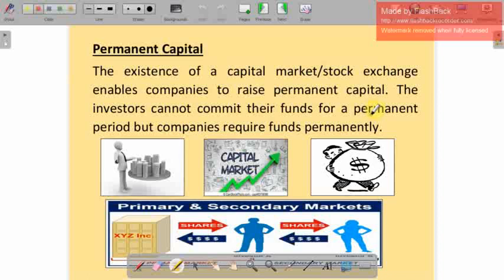Why? Suppose one person invested money in XYZ company. Whenever he needs money, immediately he has to sell his shares to another person. Then only he gets his money. So investors may change, but through the secondary market the company's fund will be raised permanently. So that is permanent capital. Investors may change, but it does not affect the business. By offering the opportunity to investors to buy or sell their securities, the permanent capital with the company remains unaffected. That is permanent capital.